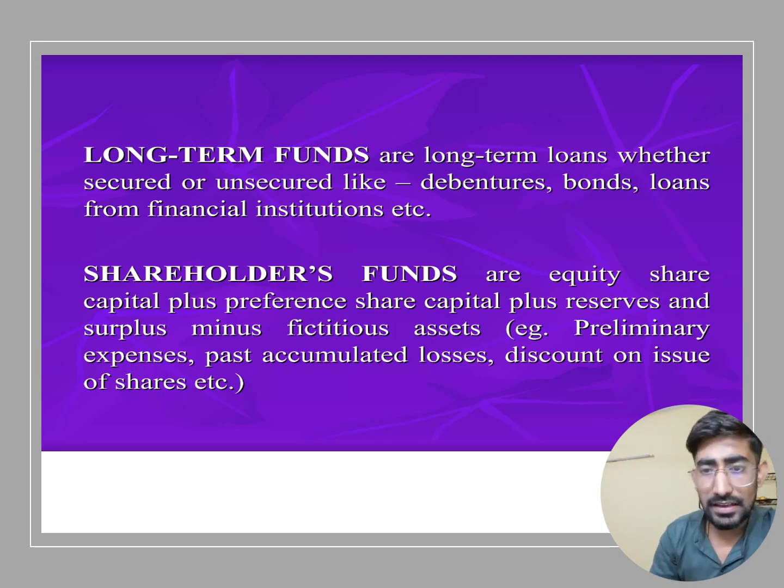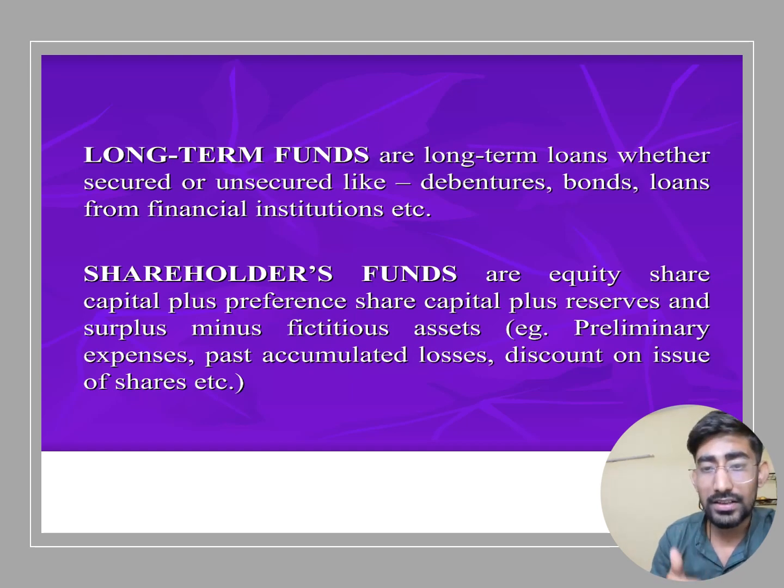Let's say the company has an equity share capital of rupees 2 lakh, while the preference share capital is 1 lakh, and reserve and surplus is 50,000. So 2 lakh plus 1 lakh of preference, that is 3 lakh, and reserve and surplus of 50,000, that comes up to 3,50,000.